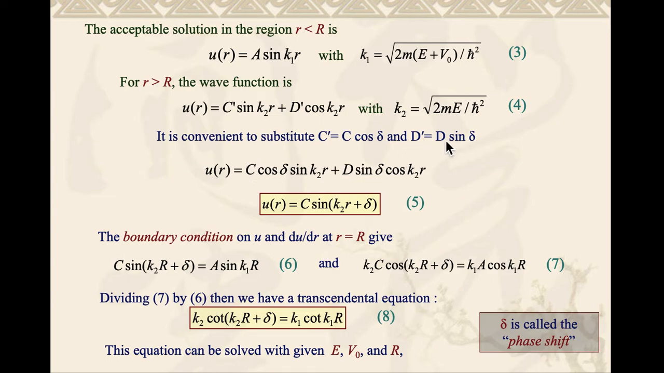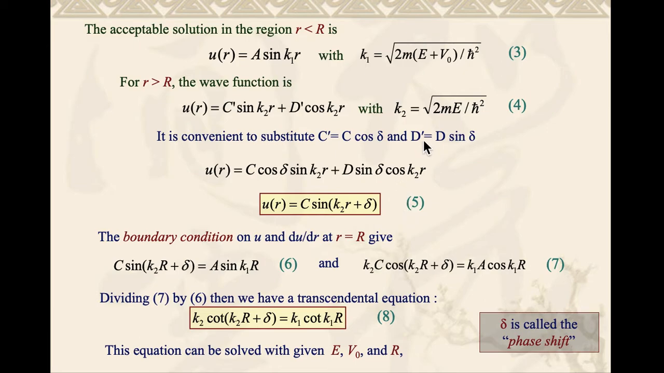Sorry, this is also with the c sin delta. This is c sin delta, and this is also sin delta. So it will be, it is not d, I'm sorry, here it is not d, it is c, and this d prime is c sin delta. So c is common, and it is of the form sin a plus b. Sin of a plus b is sin a cos b plus cos a sin b. So that is u of r is equal to c into sin k2r plus delta. And you can make this our equation number 5.